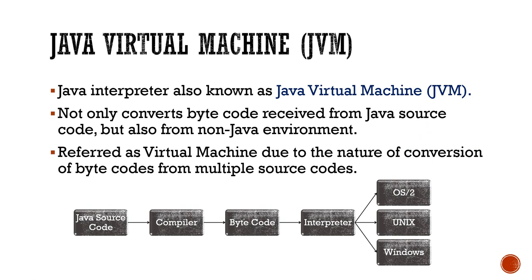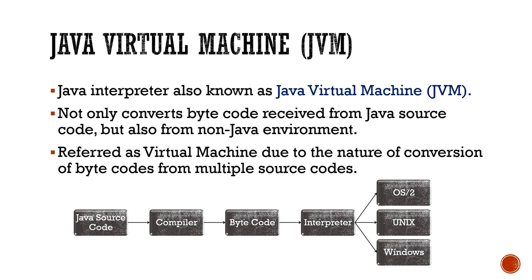Now this Java virtual machine, that is JVM, is the interpreter. The Java interpreter is also known as the Java virtual machine; you will call it JVM. It not only converts byte code received from Java source code, but also from non-Java environments. So if it finds some translated form of byte code, it will automatically convert it to machine code, not only from Java but also from non-Java environments.